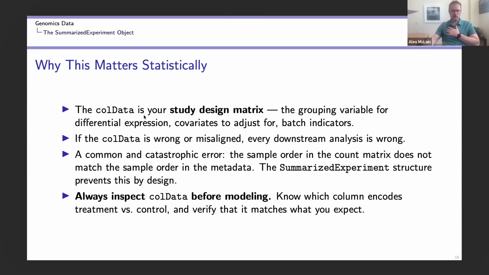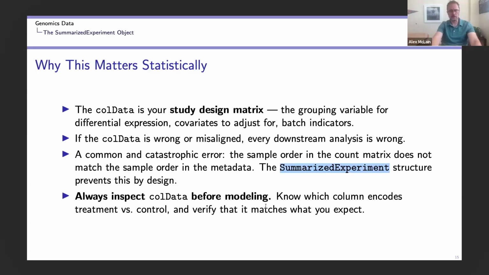Okay, so the column data, what is this? This is the study design matrix. It has the grouping variable for differential expression, any covariates that we may want to adjust for, and then batch indicators. And alignment is very important here. If the alignment of our column data is wrong or misaligned, every analysis we do from that point is incorrect. This is something that's easy to have an error with, and it's also pretty catastrophic because we have to do everything over again. And we'll talk about how the summarized experiment structure tries to prevent this from happening.